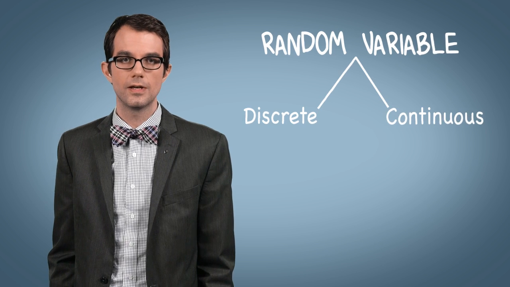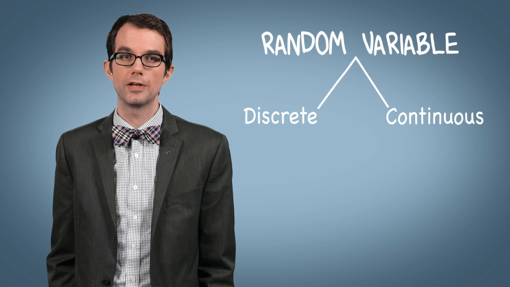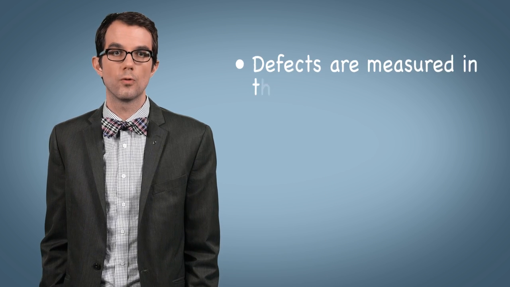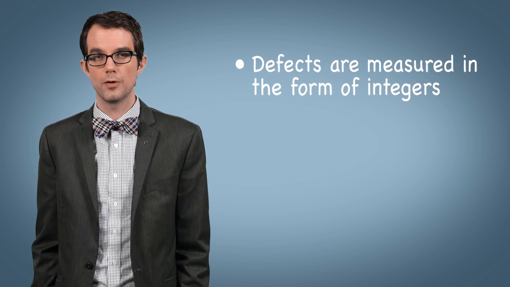Random variables come in discrete and continuous varieties. A random variable that can take on discrete values is naturally a discrete random variable. This is often a random variable that is measured as an integer, much like the Duff Brewery defect problem we discussed. Defects are measured in the form of integers, as we can't view 2.73 defects on a beer bottle.